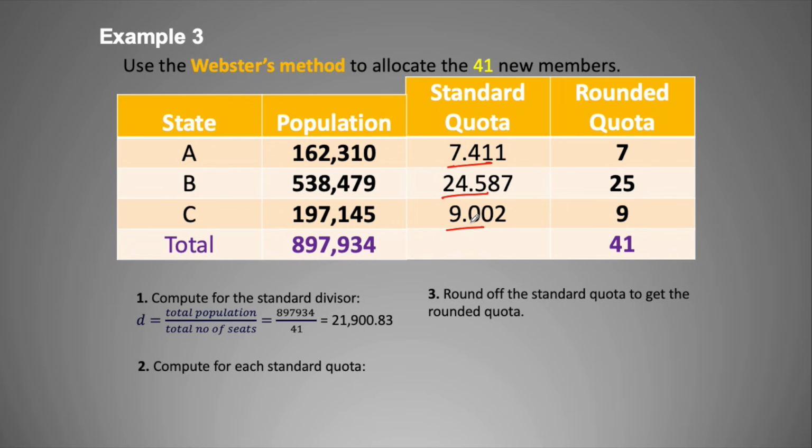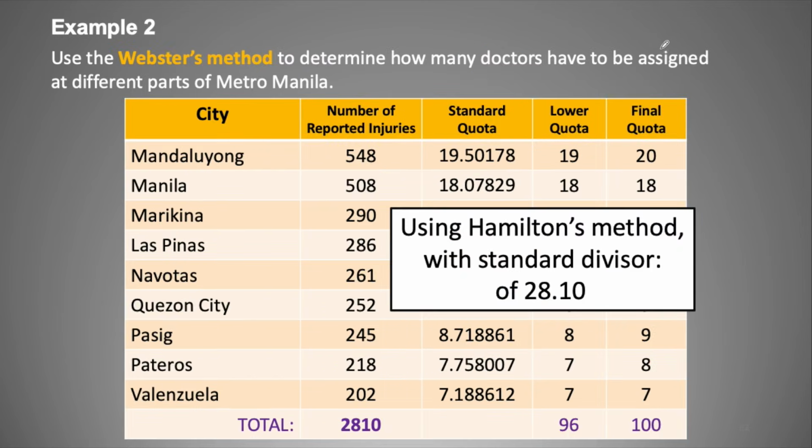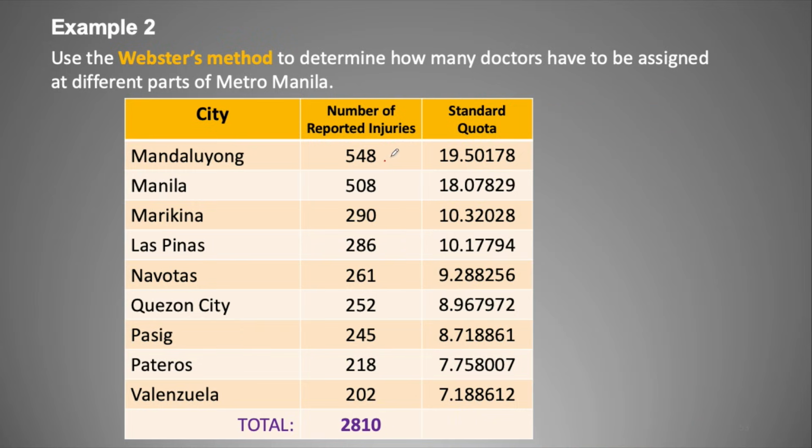And that gives us a total rounded quota of 41, which is enough to allocate the 41 new members. And using the previous example wherein we're going to assign the different doctors in different parts of Metro Manila, using the Hamilton's method, we came up with the standard divisor of 28.10, which is just 2,810 divided by the 100 doctors. And dividing the number of reported injuries by 28.10, we're going to have these values of the standard quota.